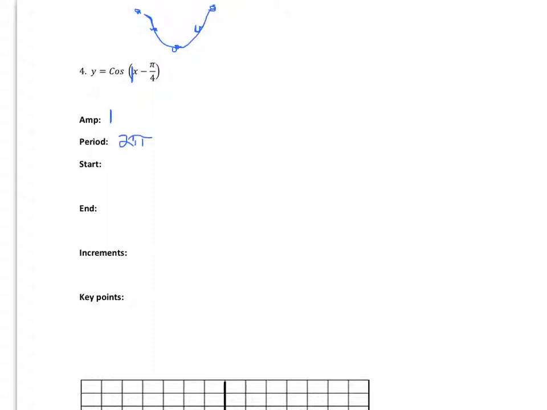Okay, now start. Remember, I'm not going to start at 0. If you have parentheses, that means you're shifting the graph either left or right. Well, this one, there's a minus, so this means I'm going to take this curve and shift it to the right, pi over 4 units. So we're going to go to the right of the origin. If I wanted to get the actual starting point, I take what's in parentheses and set it equal to 0, because that's where we usually start.